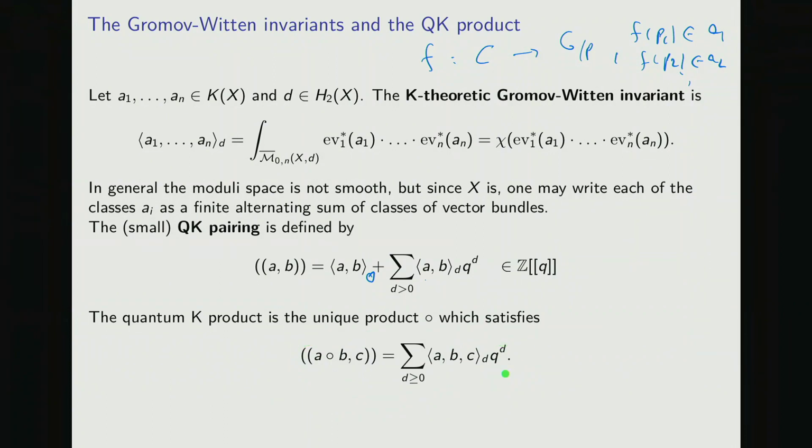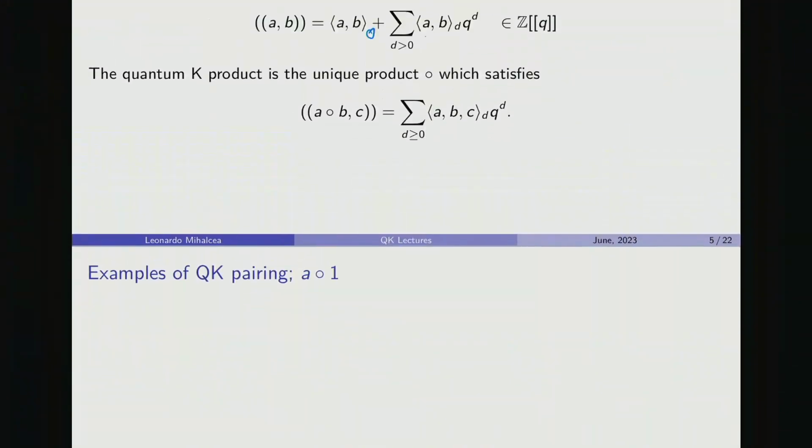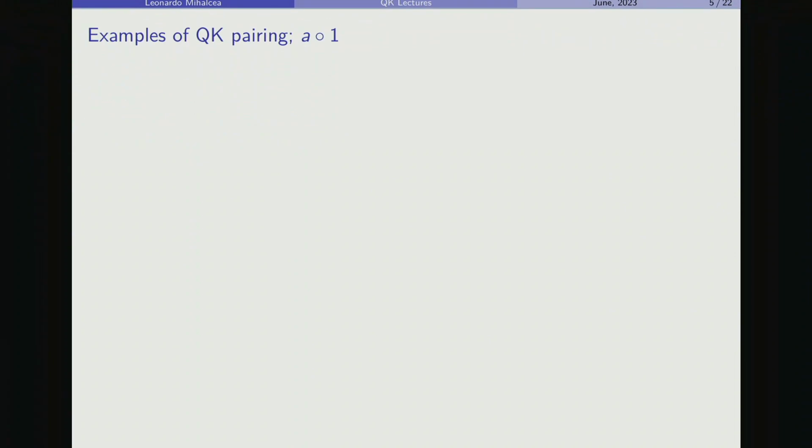So this encodes the 3-point Gromov-Witten invariants. In other words, to define products here in quantum K-theory, we'll need to know both the 2-point invariants and the 3-point invariants. Okay? So let me actually do some examples. We're going to live in paradise for the moment.